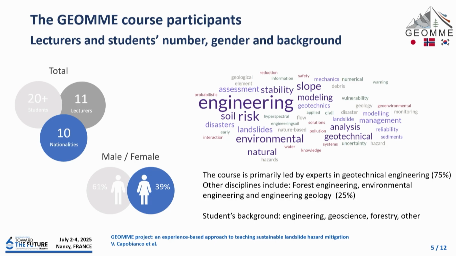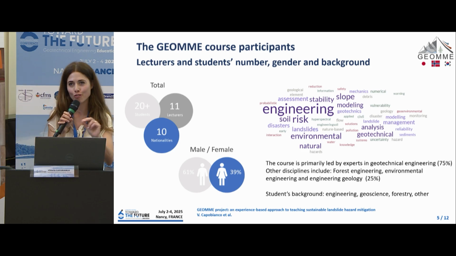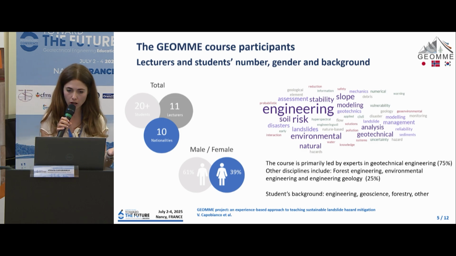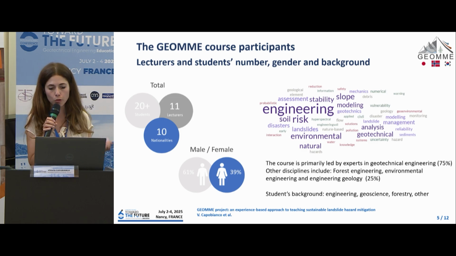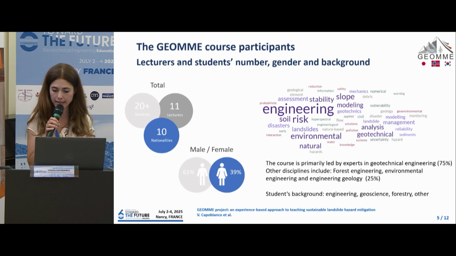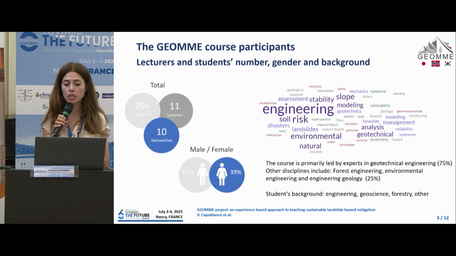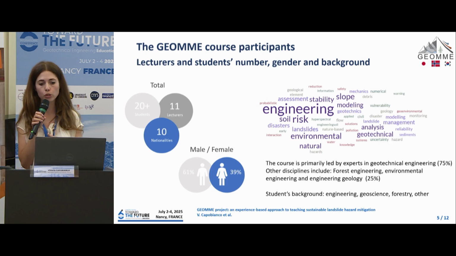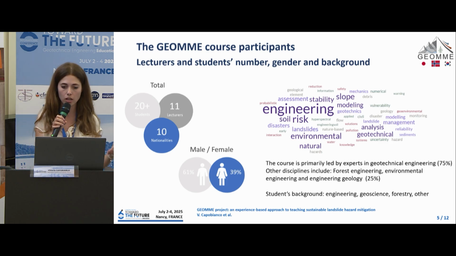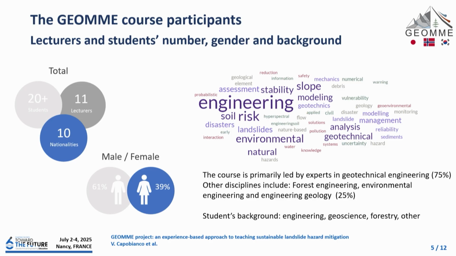With regards to background, the course is primarily led by people that work in the geotechnical engineering field, with 75% representation. Here you see a word cloud sourced from ResearchGate and from the keywords of each of the lecturers. You can see there is a lot about slope stability, risk assessment, and landslides, of course. But especially this year, which was a little more interdisciplinary, a quarter of the lecturers came from a different background, like forest engineering, environmental engineering, and engineering geology.